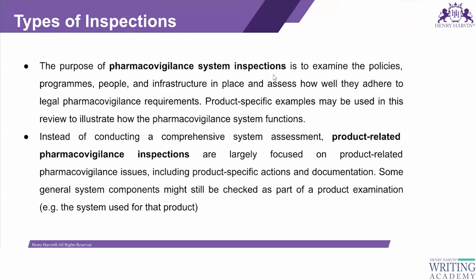Largely, product related pharmacovigilance inspections are focused on product related pharmacovigilance issues, including product specific actions and documentation. In that case, the actions are taken on that product only. The license for marketing that product can be cancelled, the product can be recalled or withdrawn from the market, or, at the extreme, the product will be completely banned from the market. These are the actions which can be taken by the regulatory authorities while conducting pharmacovigilance inspections.